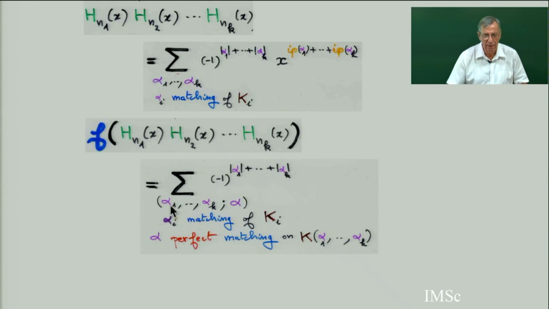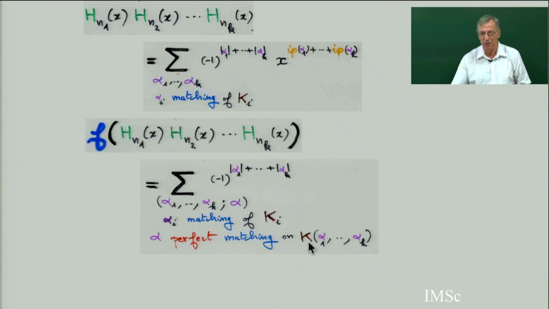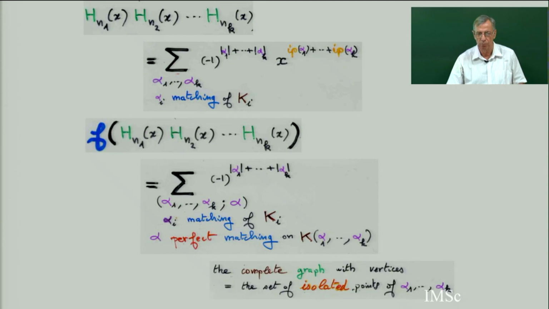So you get a tuple alpha 1, alpha 2, alpha k, a matching in each of the complete graphs, plus another matching, which is in the sum of all these complete graphs, and which I call this graph here. Once you have defined each matching, what remains is an isolated point. What remains, I take only the isolated points in each of the ones you have chosen, alpha 1, alpha 2. There are some isolated points, so I can construct the complete graph of these, and I will take a perfect matching of this.